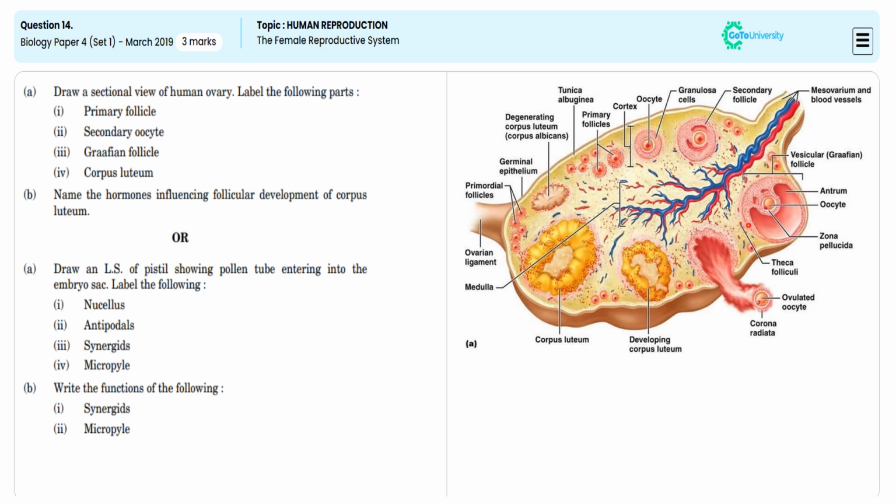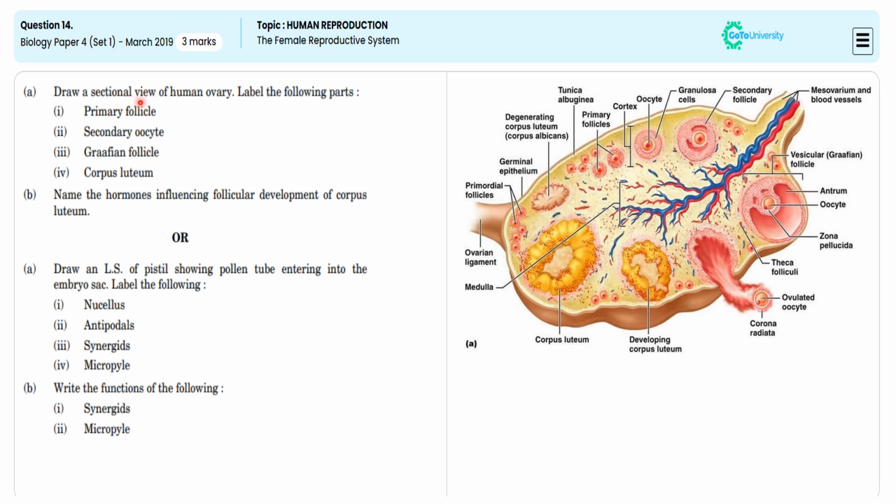The Graafian follicle is also called a vesicular follicle, which is narrated here exactly, and the corpus luteum, which is formed from the remains of the ruptured Graafian follicle, is also given here. In this way, if you give the 4 labelings, we will get the 2 marks to satisfy the first sub-question demand.